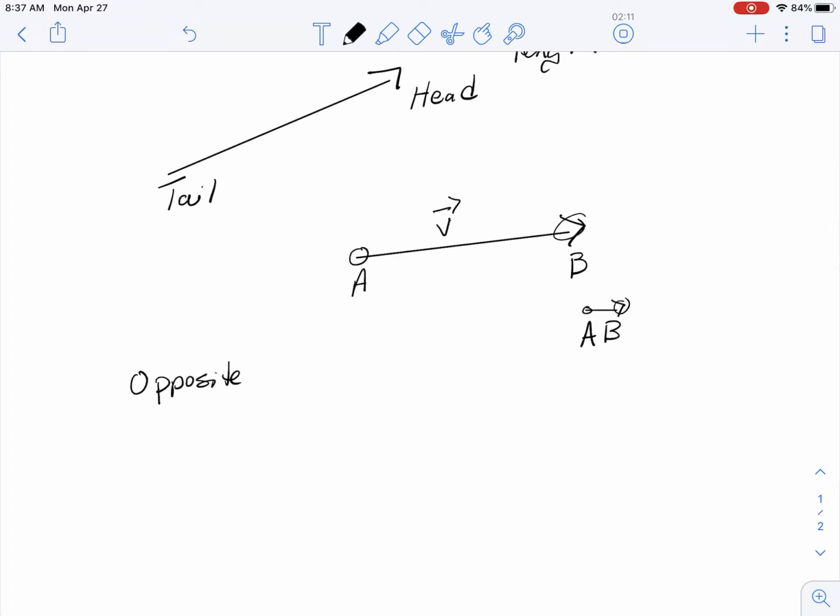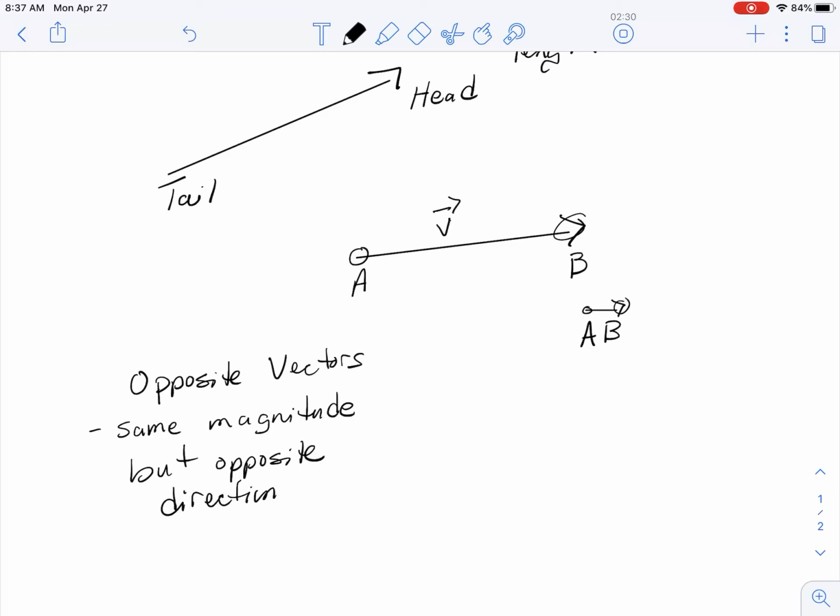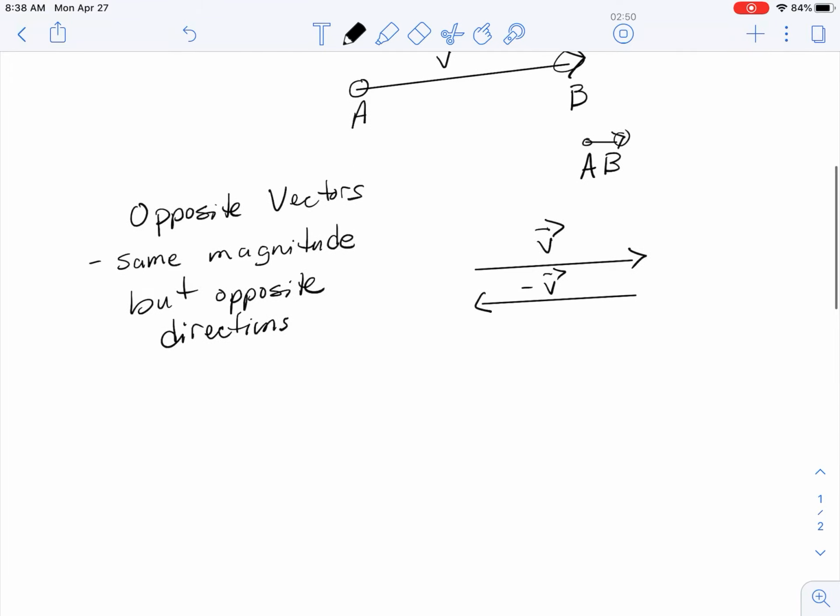So you're going to have to interchange between both ways of labeling them. The first thing I want to talk about is opposite vectors. Opposite vectors have the same magnitude, but they go in opposite directions. So if I have this vector here, call it vector v, and then I have the exact same magnitude but I'm going the other way, that would be minus v, or minus vector v.